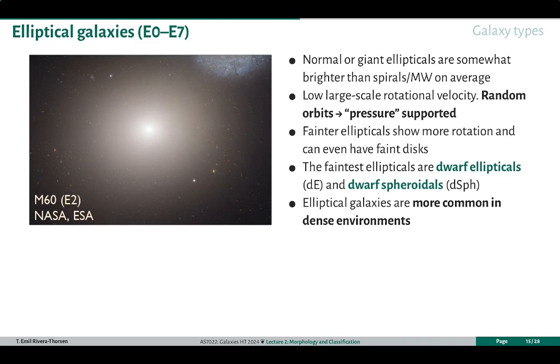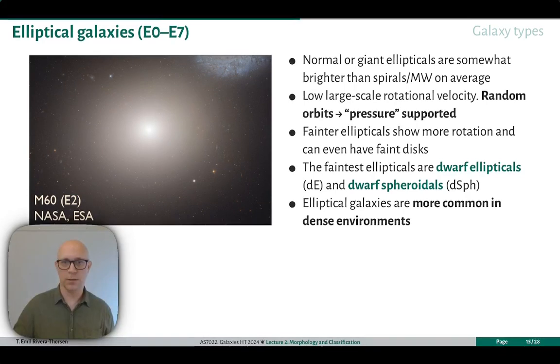They often have low, large-scale rotational velocity. So instead of having ordered rotation, their stars are moving around in seemingly almost random orbits. So in a way, one could say that they are something resembling pressure supported rather than rotation supported.